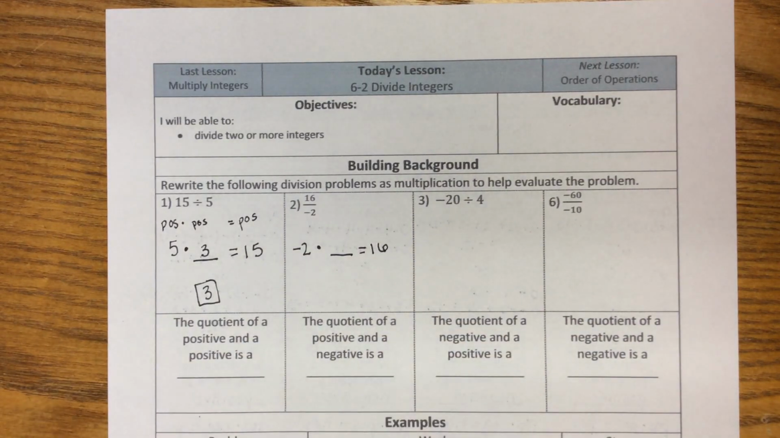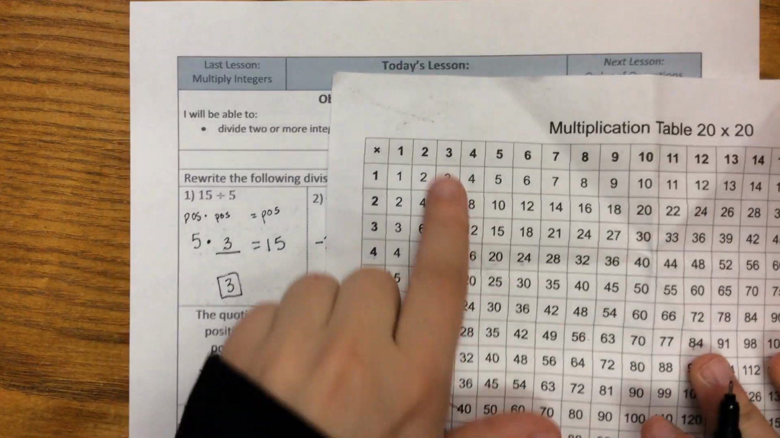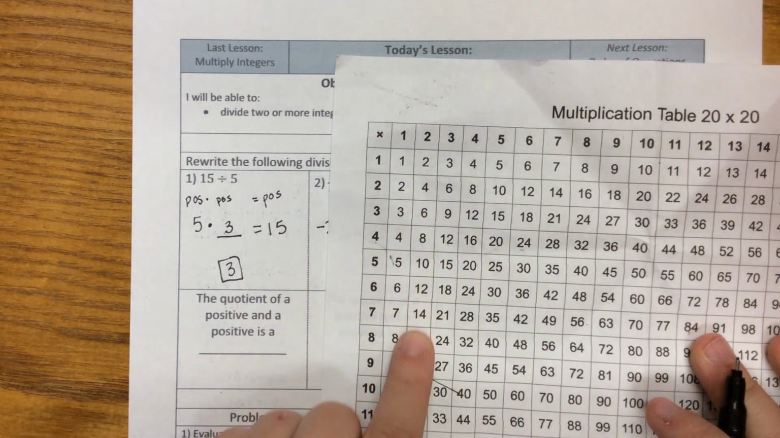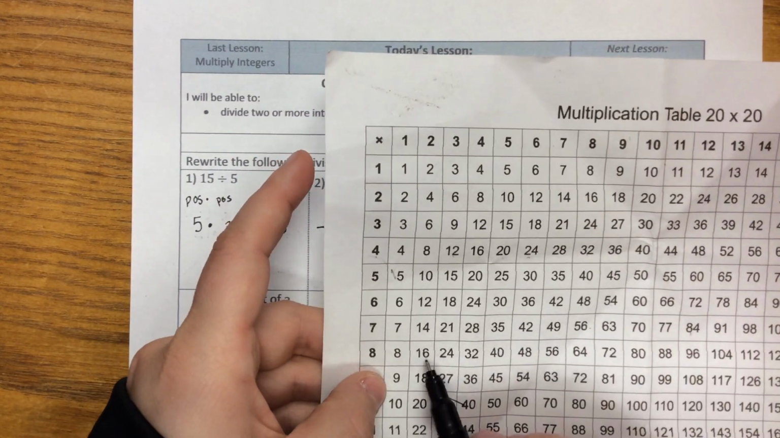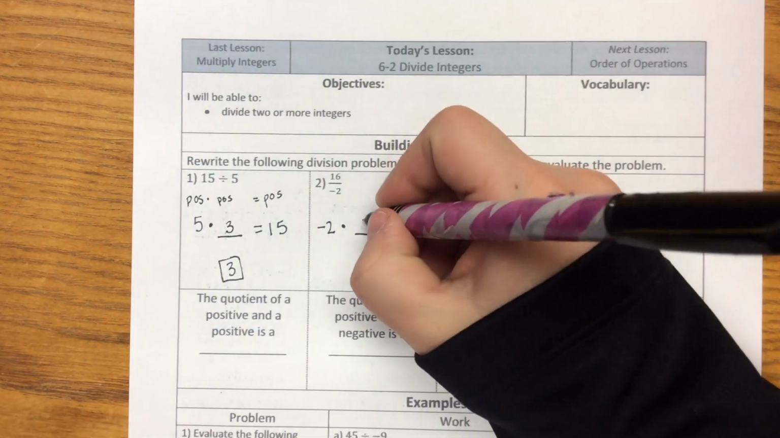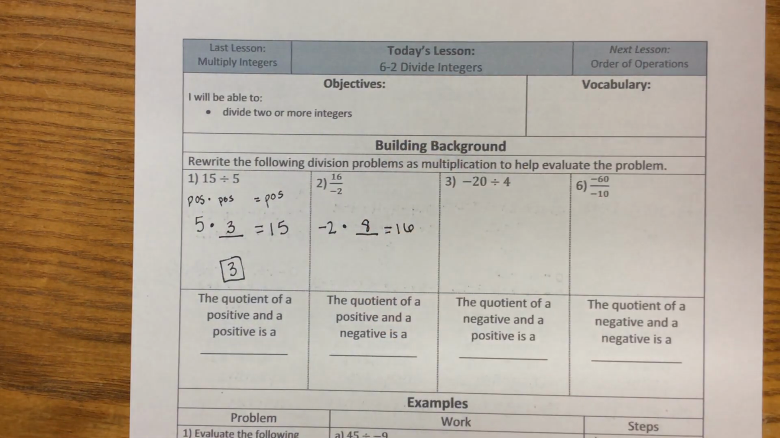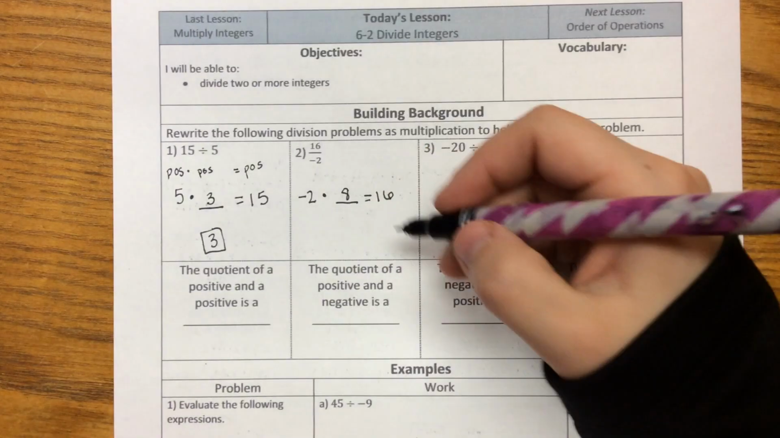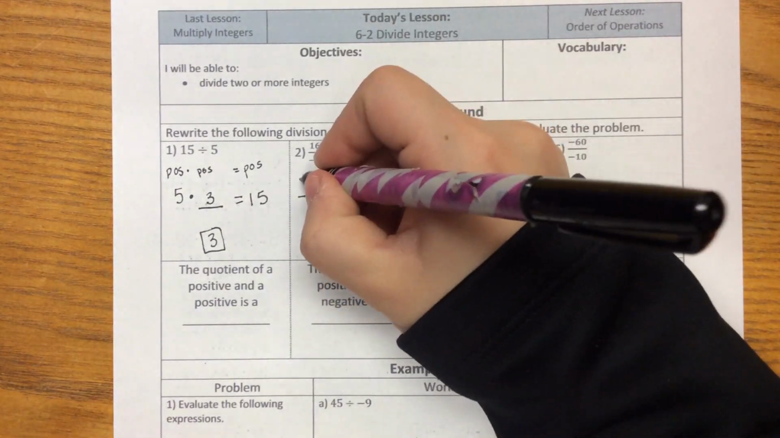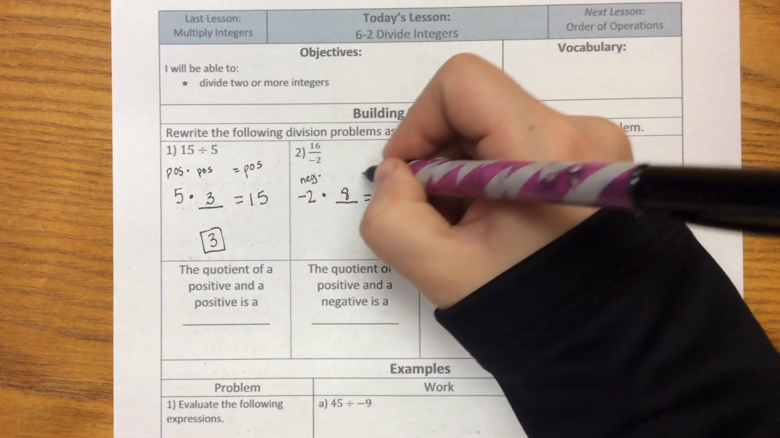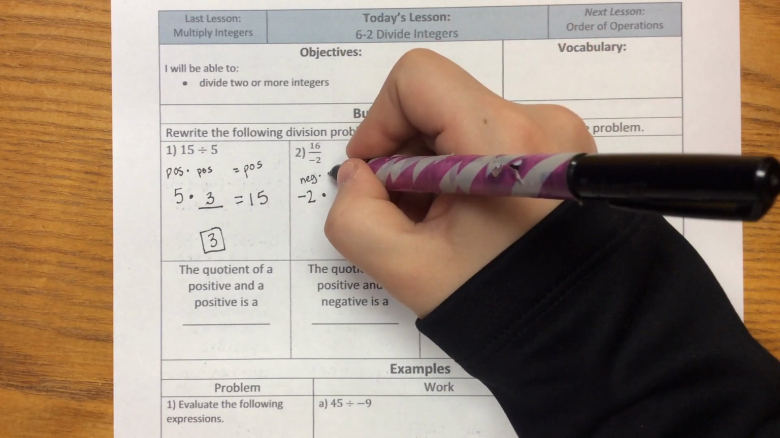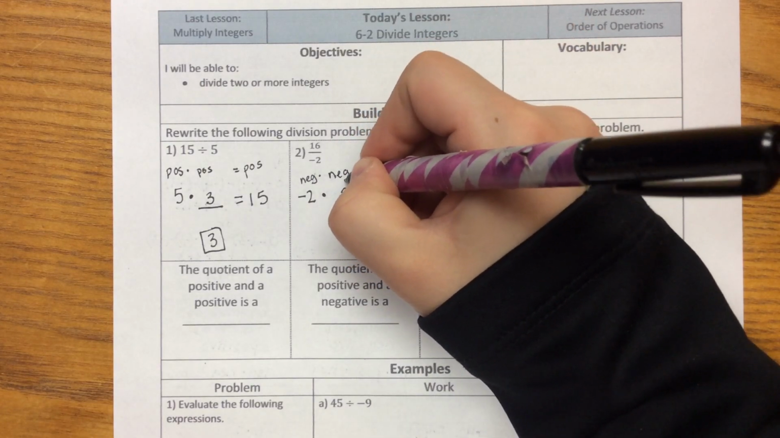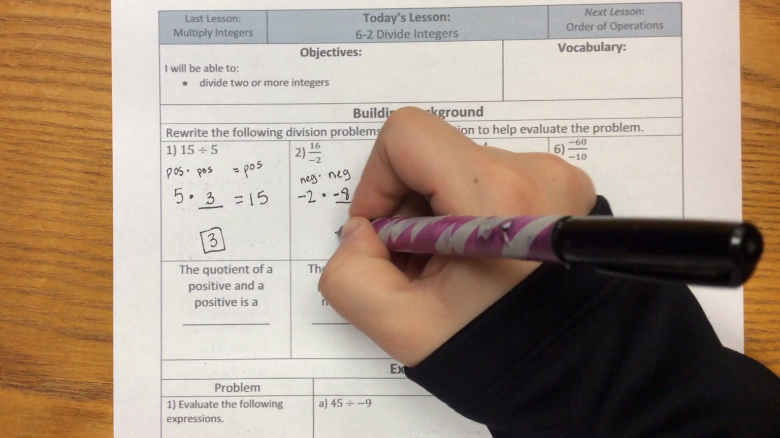If I don't know, I can grab my multiplication chart, go to 2, drop down to 16, and I get 8. So 2 times 8 is 16. Okay, and here I have a negative times what is a positive. And it'd be a negative times a negative. So my answer has to be a negative 8.